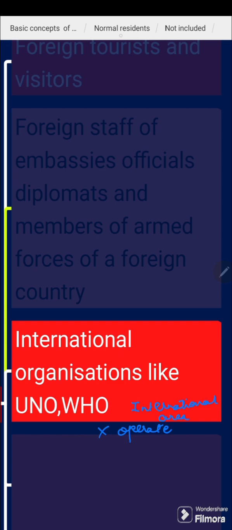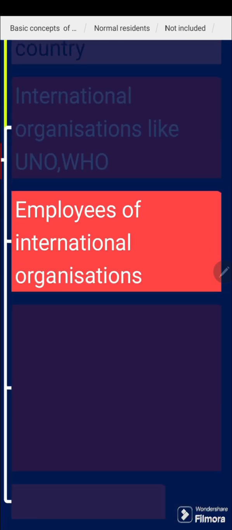The next category of people who are exempted from being normal residents are employees of international organizations. We've just given examples of international organizations like the UNO and the IMF. So if a person is working for these international organizations, let's take an example. If an American is working in the WHO office in India, should he be considered as a normal resident of India?